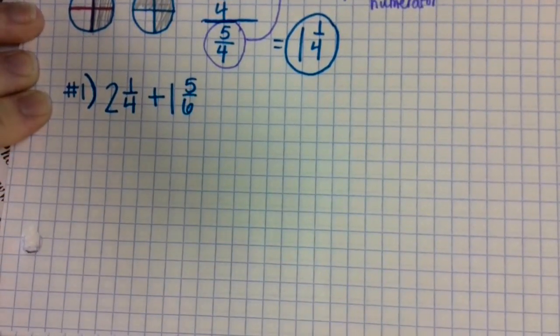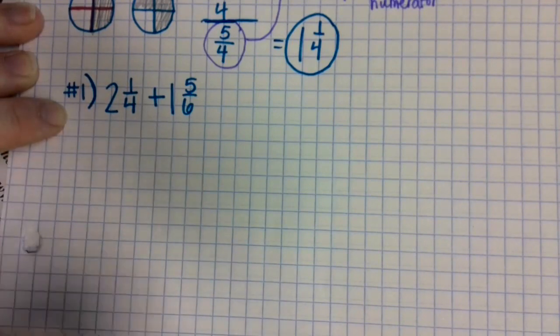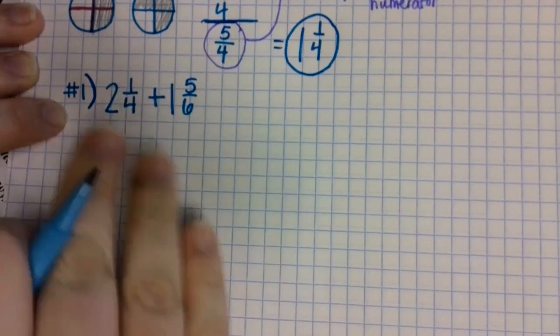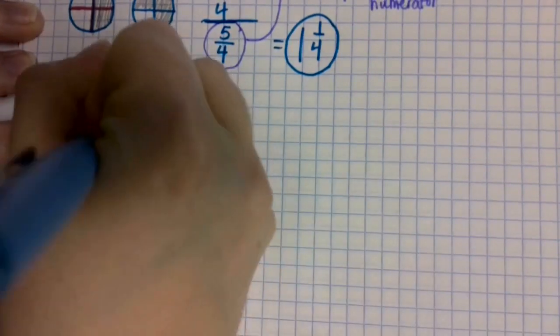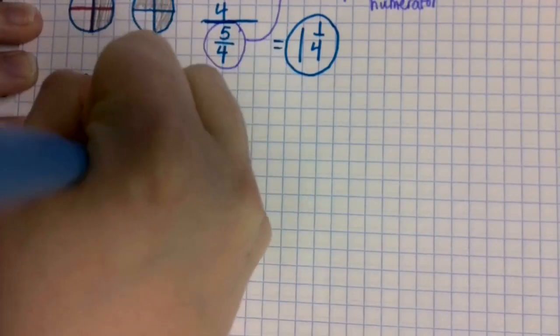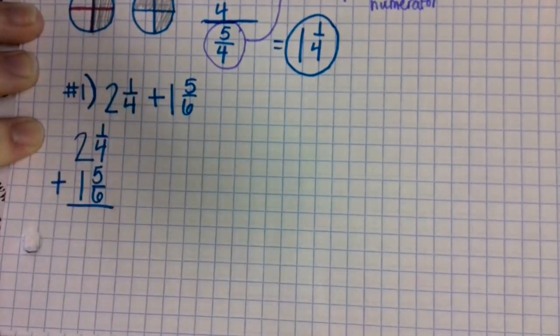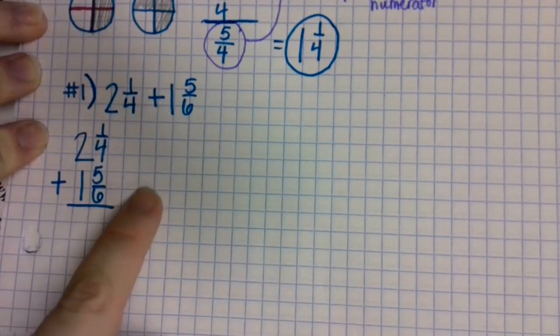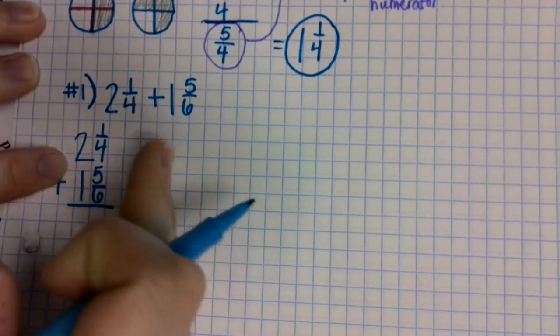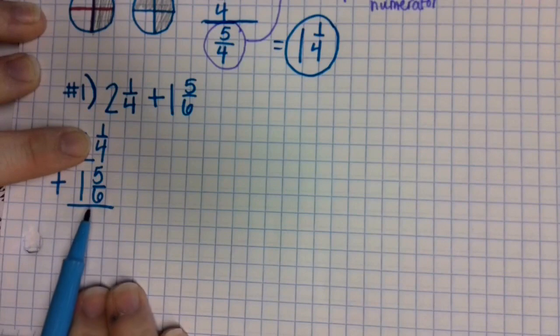And what we have to do is, like I said, when I have problems like this, I want to make sure I write it vertically, or up and down, so that I've got room to the side to write. So I'm going to rewrite this vertically: 2 1/4 plus 1 5/6. I'm going to first look at my fraction side because when we add, we start over here and work our way over. Same thing. Now I've got a 4 and a 6.